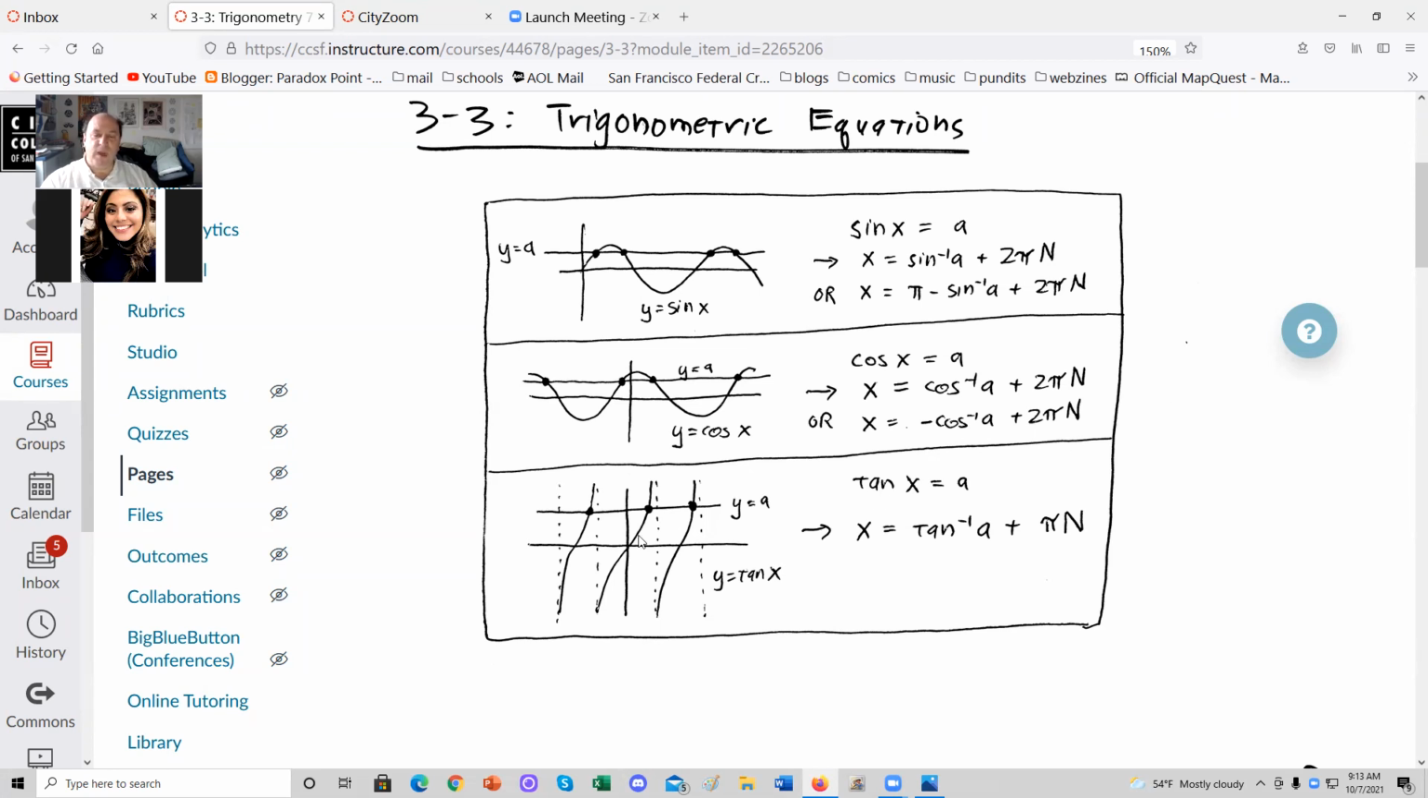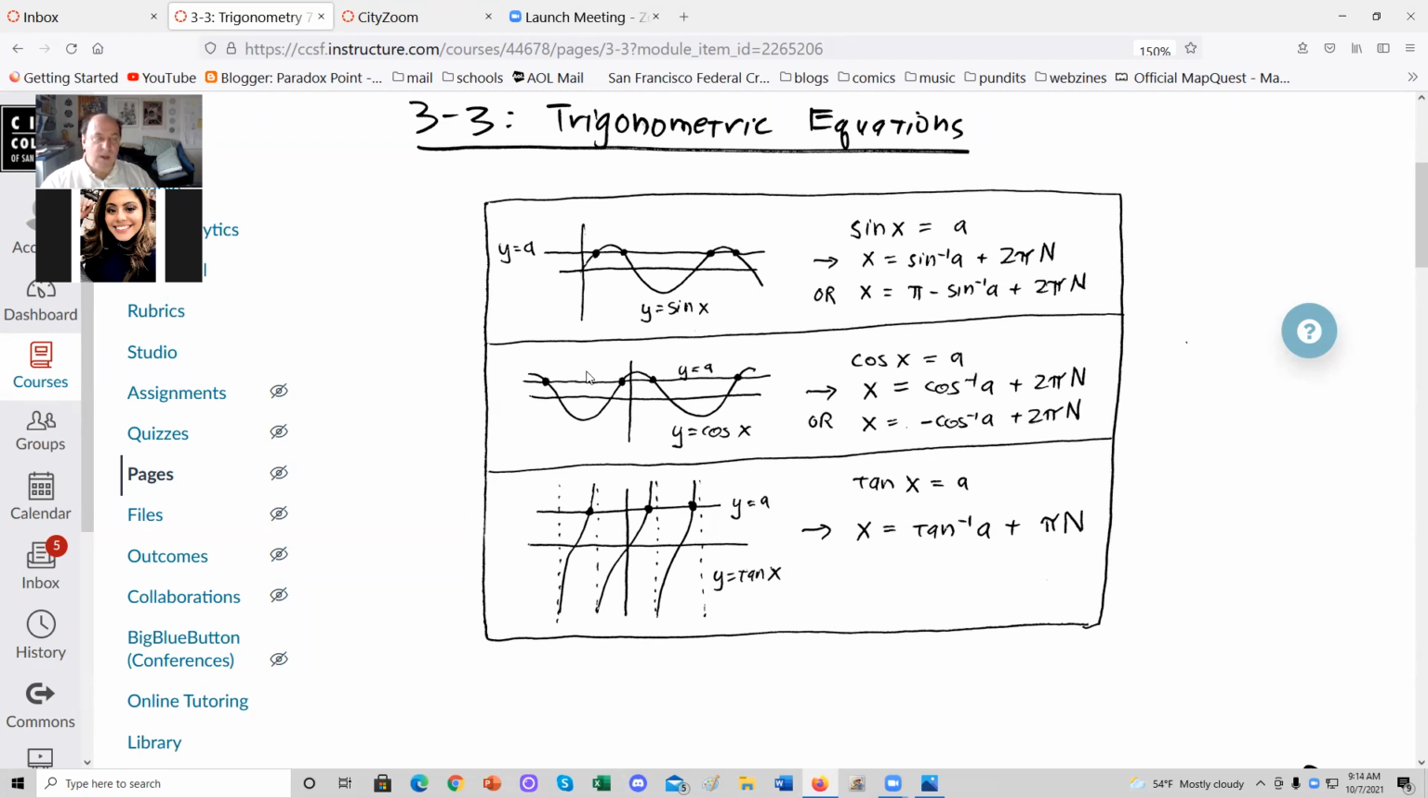Tangent x equals a. Here's the graph of tangent. Here's the graph of y equals a. Here you don't have these pairs of points, you just have a single point, and instead of being separated by multiples of 2 pi, they're separated by multiples of pi, because adding pi radians, i.e. 180 degrees, gets to the same slope and the same tangent. So this solution will be arctan a, and then arctan a plus pi times an integer. So these are the solutions for various trig equations.